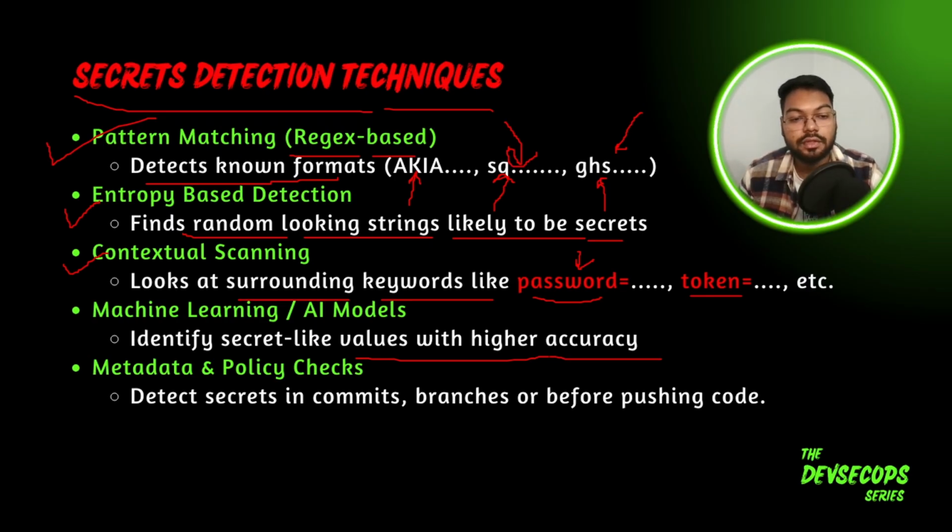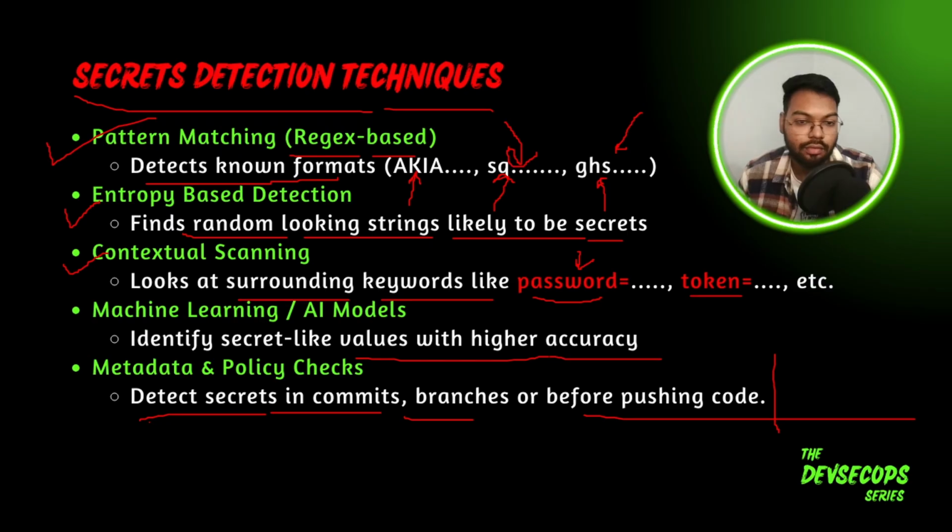Then metadata and policy checks. So it would go through all the secrets that you might commit in any kind of protected or non-protected branches before you push the code. As I mentioned, you should enable these kinds of policy checks when developers are working on your products. So this is how it goes ahead.